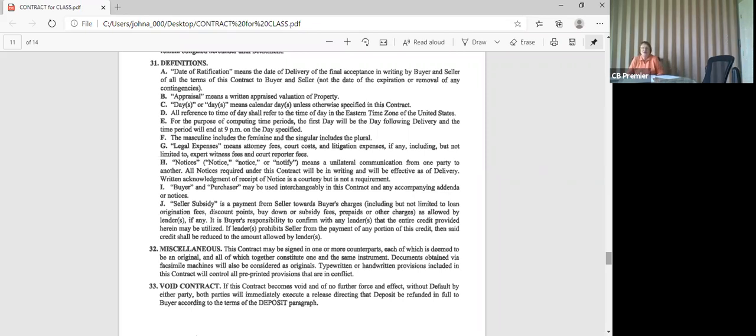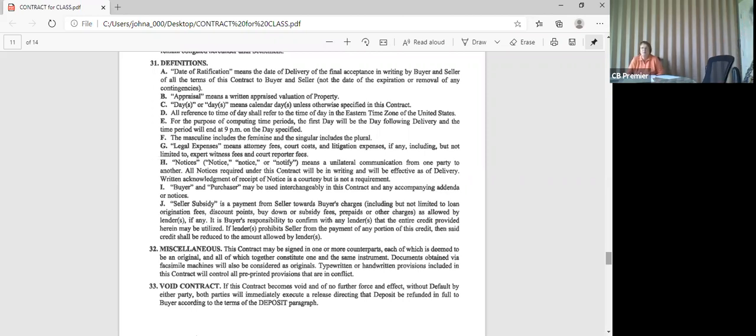Okay, masculine includes feminine. Legal expenses means attorney fees, court costs, litigation expenses. We're just talking about that. Notices means a unilateral communication from one party to the other. All notices required under this contract will be in writing. In other words, anything that's pretty much happening in the contract is going to be in writing, because I know you all learned the statute of frauds, you have to have anything in Virginia in writing.